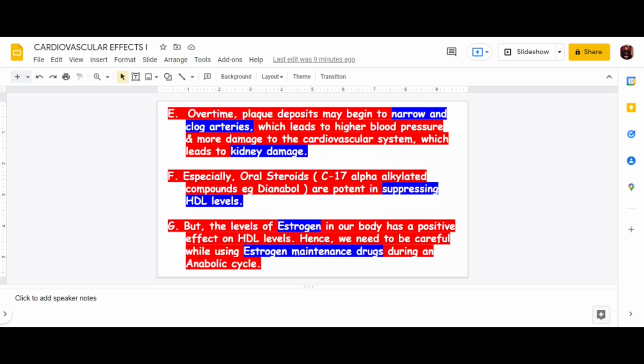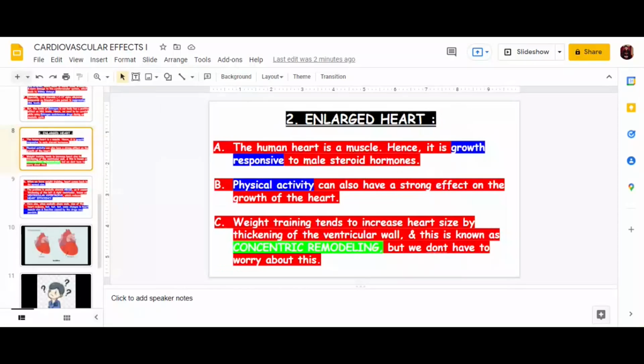But you all have heard about estrogen. So estrogen has a positive effect on HDL levels, which means those people who are using very high dosages of estrogen maintenance drugs during an anabolic cycle need to be careful about this, as estrogen helps to increase the level of HDL. Now to prevent this side effect, there are some medications which we will talk about in some other video. Now we will talk about enlarged heart.